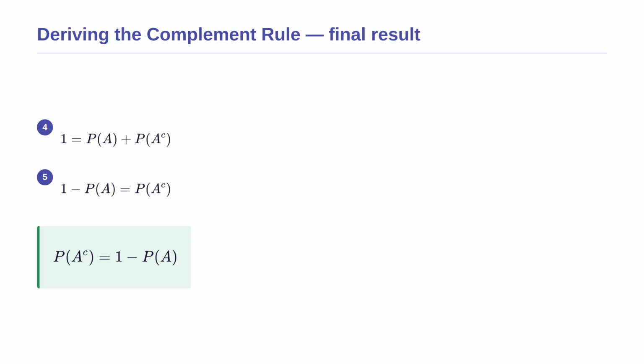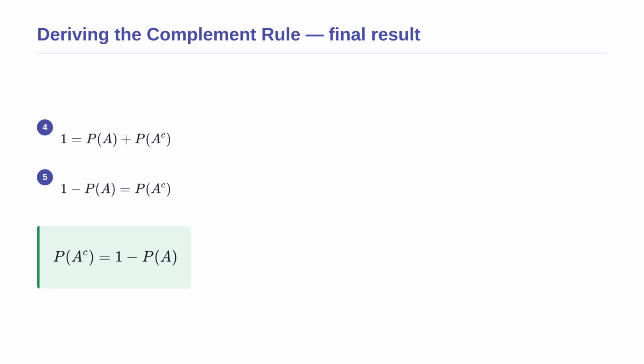For the final steps of our derivation, we use the second axiom again. We know the probability of the entire sample space is exactly 1. So we substitute the number 1 into the left side of our equation. This tells us that the chance of an event happening plus the chance of it not happening always adds up to exactly 1 or 100%.